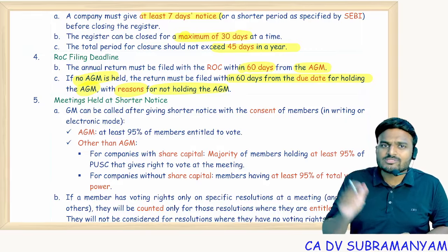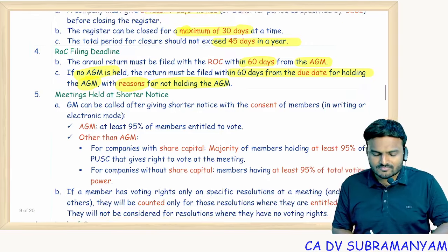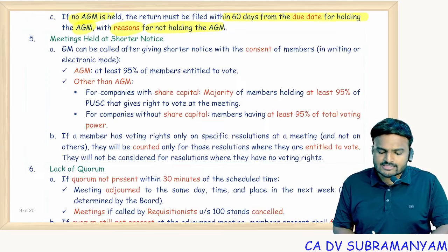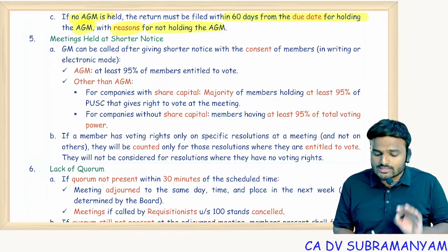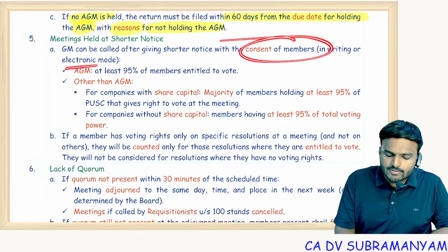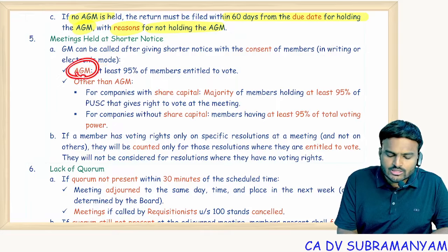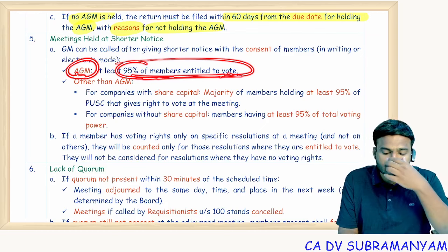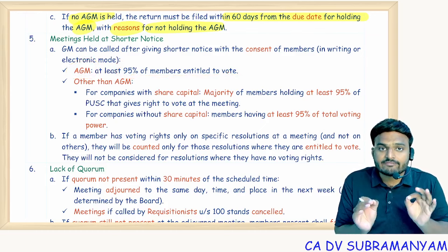That is copies of financial statements actually. Meetings held at shorter notice. Yes, of course, meetings can be conducted at shorter notice. For that, prior approval of members is required. If it is a notice of AGM, at least 95% of the members entitled to vote must give consent. 95% of the members.